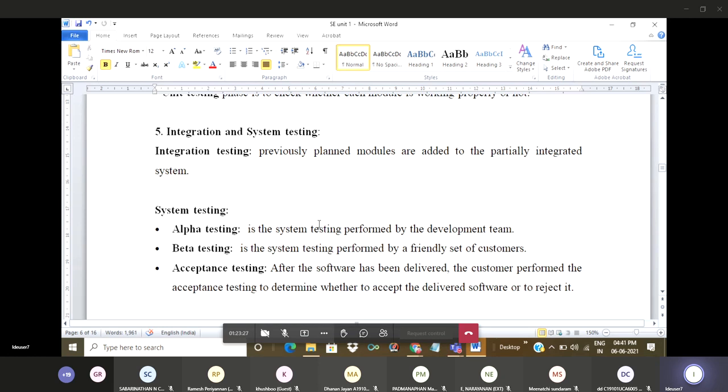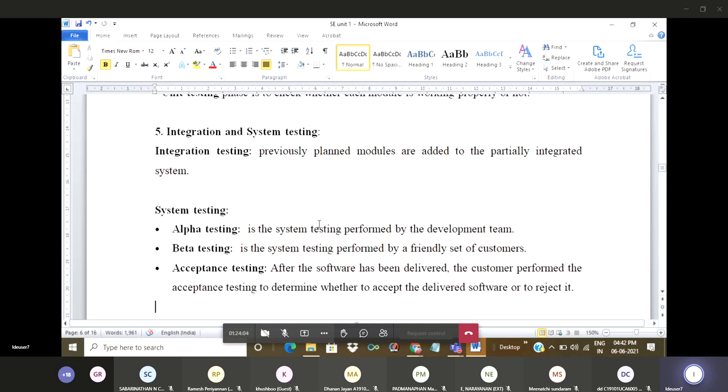And beta testing is testing done by the customer, because the developer has developed the software, finished this project, and the customer must test whether everything is working properly or not. Then acceptance testing. The customer verifies it is working fine. After the software has been delivered, the customer performs acceptance testing to determine whether the given project is working fine or not.